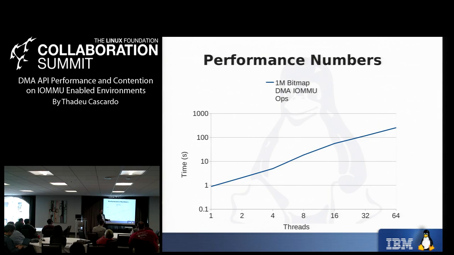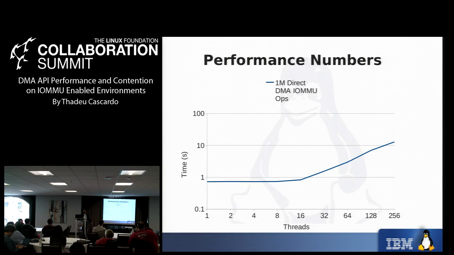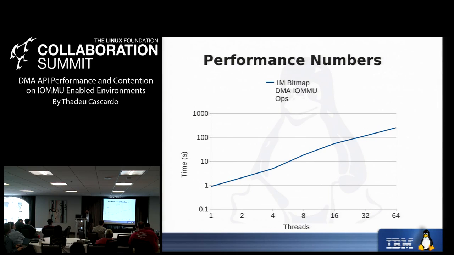So can we improve that? Or how should we improve that? Is there any allocation algorithm that we can use? And we know that the problem is not the IOMMU itself, right? The problem should be somewhere else, and it is in the bitmap allocation.